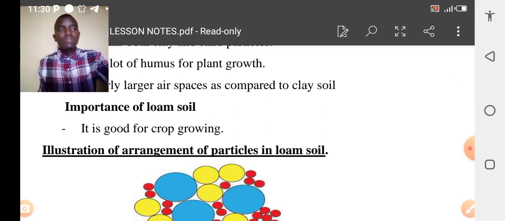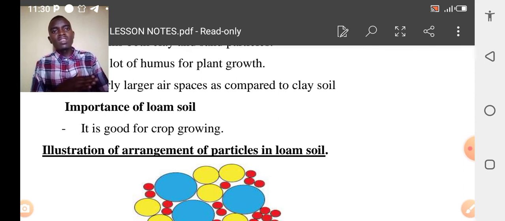Importance of loam soil: it is good for crop growing. Only that. Without making noise or confusing about this, it is the loam soil which is good for crop growing. So the illustration is the arrangement of particles in loam soil.